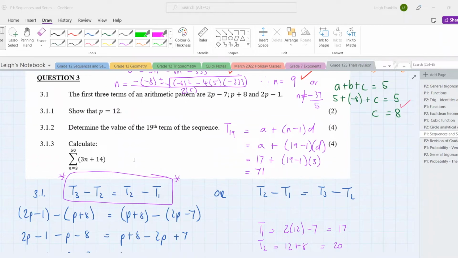Okay, so now they want us to do a fairly simple calculation, but normally matrics struggle with sigma notation. Let's see how this one goes. All right, so they want us to calculate the sum, from n equals 3 to n equals 50, of 3n plus 14.